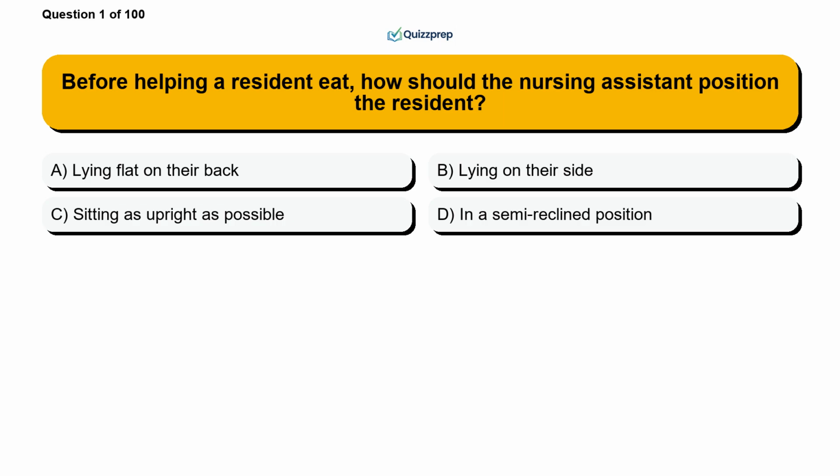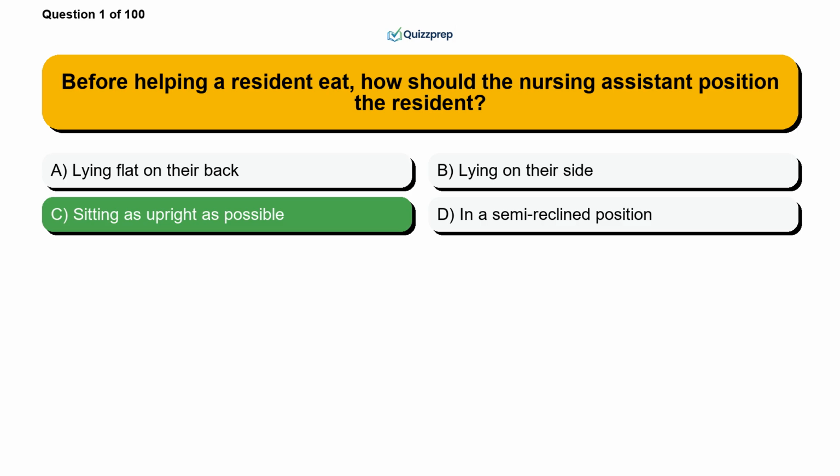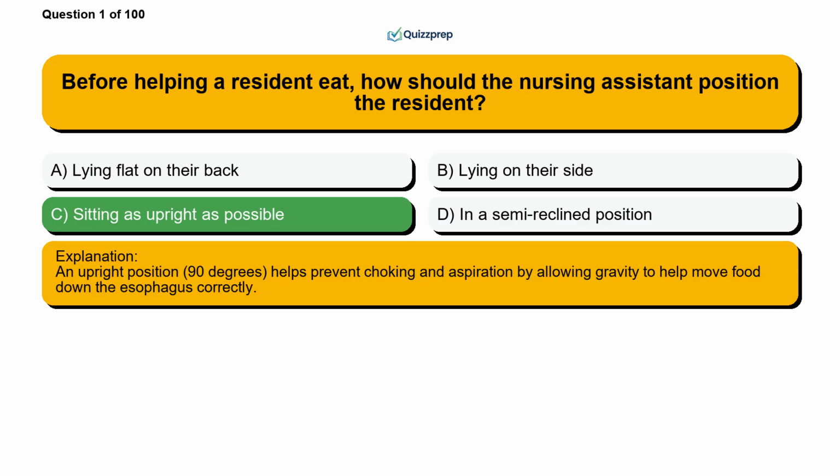Option A, lying flat on their back. Option B, lying on their side. Option C, sitting as upright as possible. Option D, in a semi-reclined position. The correct answer is option C, sitting as upright as possible. An upright position, 90 degrees, helps prevent choking and aspiration by allowing gravity to help move food down the esophagus correctly.